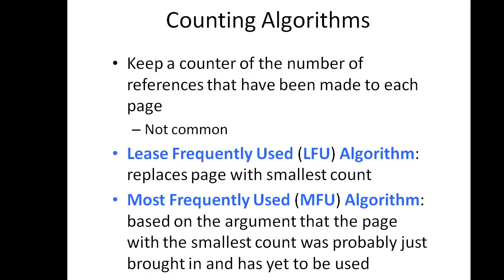Next we have counting based page replacement. There are many other algorithms that can be used for page replacement. For example, with the help of a counter, we can keep a count of the number of references that have been made to each of the pages. With that idea, we can develop 2 more schemes. One is least frequently used. In this, we will be replacing the page with the smallest count. That is, the page which has the least number of references will be chosen for replacement.